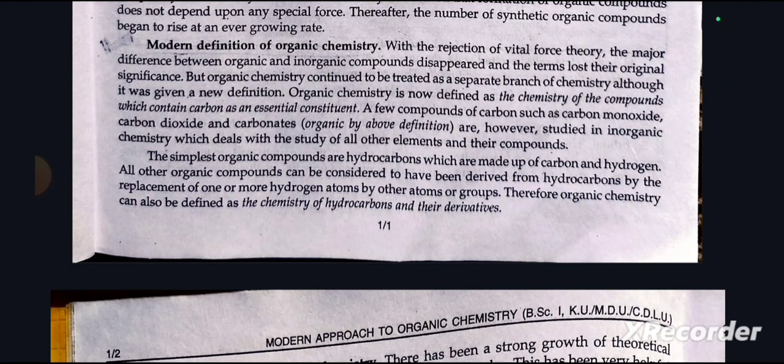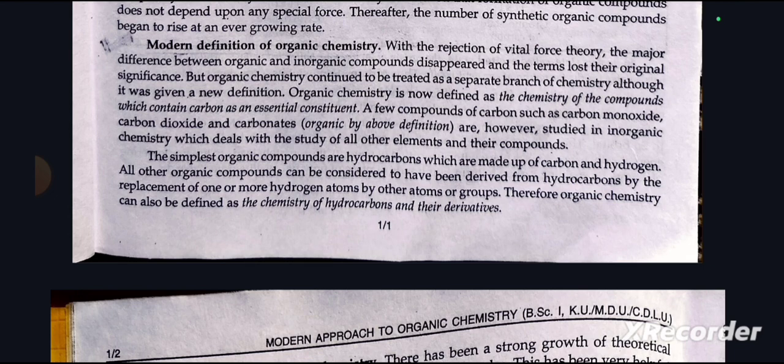Modern definition of organic chemistry. With the rejection of vital force theory, the major differences between organic and inorganic compounds disappeared and the term lost its original significance. But organic chemistry continued to be treated as a separate branch of chemistry, although it was given a new definition. Organic chemistry is now defined as the chemistry of the compounds which contain carbon as an essential constituent. A few compounds of carbon, such as carbon monoxide, carbon dioxide, and carbonates, though inorganic by the above definition, are however studied in organic chemistry, which deals with the study of any other elements and their compounds.